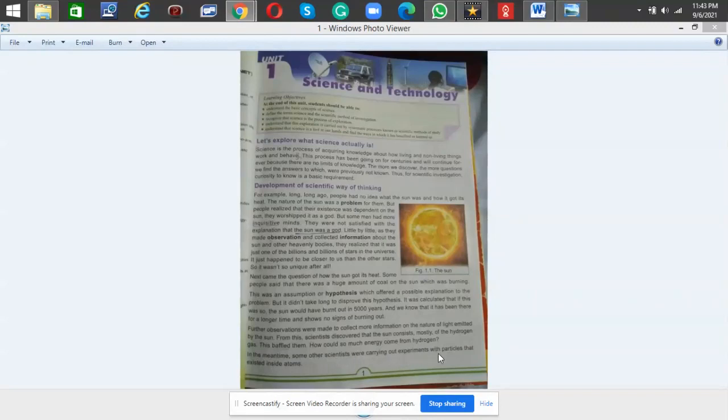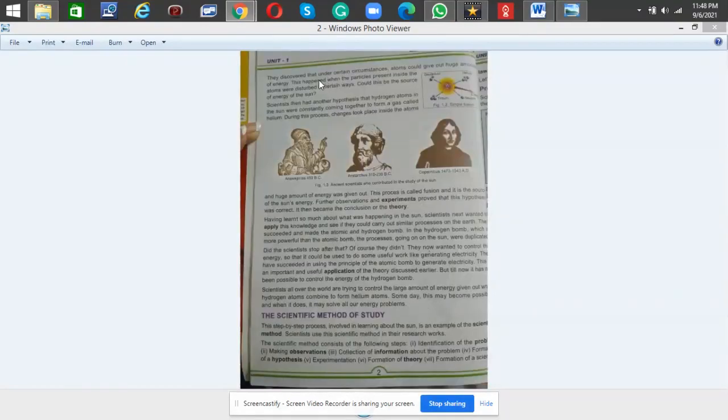In the meantime, some other scientists were carrying out experiments with particles that existed inside atoms. They discovered that under certain circumstances, atoms could give out huge amounts of energy. This happened when the particles present inside the atoms were disturbed in certain ways. Could this be the source of energy of the sun?